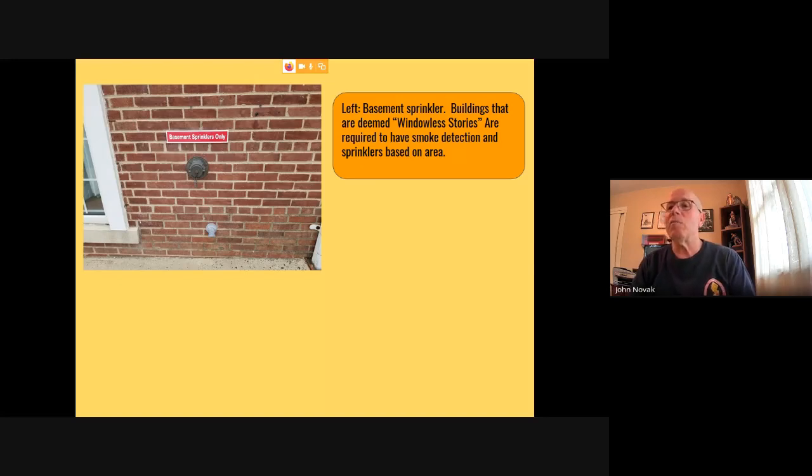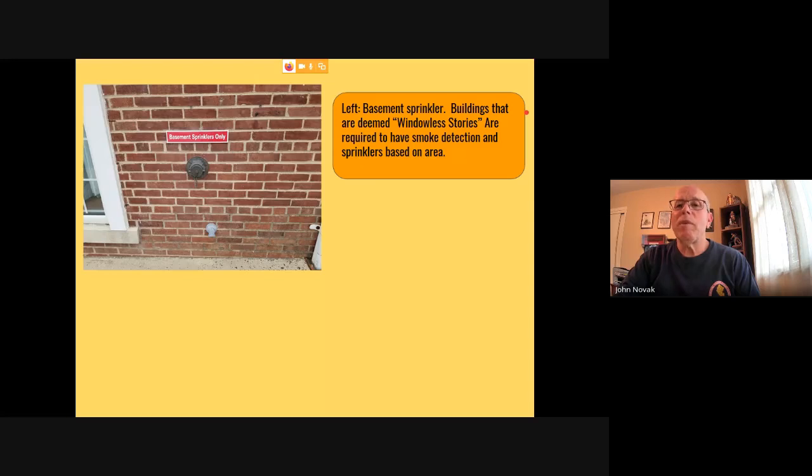Is there a set of exterior stairs that we can descend and launch our attack at the same level as the fire? If it doesn't meet the criteria, if it's a windowless basement, it's going to have to be protected with an automatic fire alarm system, smoke detectors that go to a central station, and depending on the square footage, they may also need to include a sprinkler system.